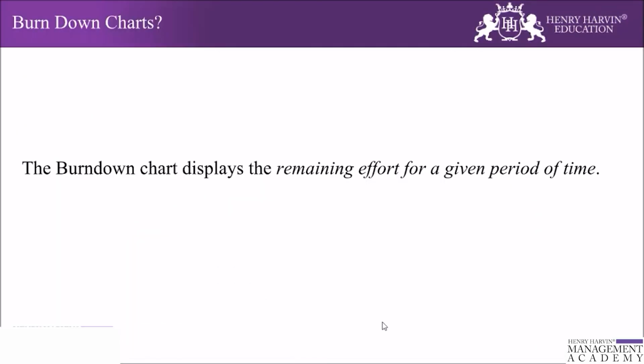If we define the burn down chart, the simple definition is that burn down charts display the remaining effort for a given period of time. Which means when we say effort, effort can be in terms of hours, effort can be in terms of story points, effort can be anything which teams have taken as a measurement unit to burn the story. And the period of time can be a number of days, or maybe a number of days in a sprint. So what the chart is displaying is the effort remaining for a given period of time.